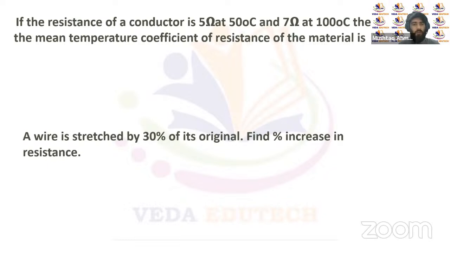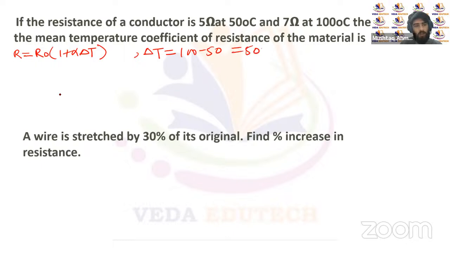Similarly, we have another question here. The resistance of a conductor is 5 ohm at 50 degrees centigrade and 7 ohm at 100 degrees centigrade. Then the temperature coefficient of resistance of the material is? We'll use the same equation, R is equal to R naught 1 plus alpha delta T. Our delta T here is 100 minus 50, that's equal to 50.